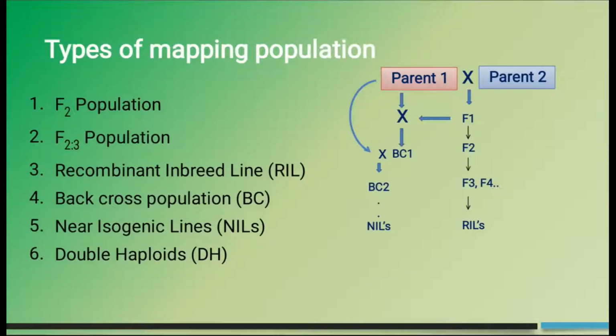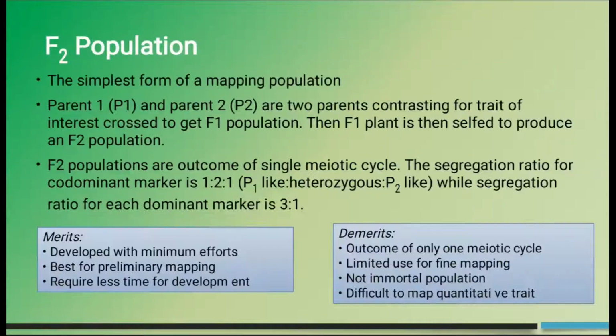Another kind of population is called doubled haploid. The F1 plants are subjected to anther culture or a haploid induction technique so that haploid plants are produced. These haploid chromosomes are doubled by either natural mechanisms or using agents such as colchicine, and these populations with 2n chromosome number are called DH or doubled haploid populations. These populations are also useful for mapping. Now we will see the populations one by one.